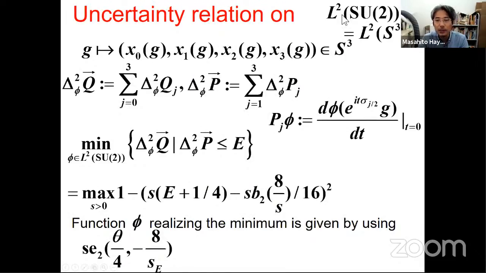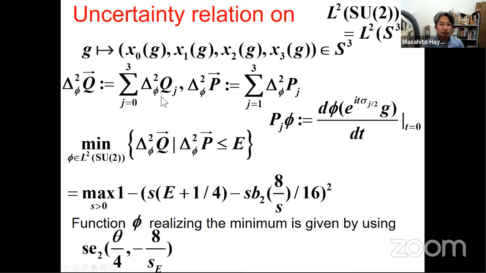Similarly, we can consider uncertainty relation on the S3, the three-dimensional surface. This one contains the four-dimensional linear space. But fortunately, this S3 is isometric to the SU2. So then we can employ the method on SU2. We consider this kind of one-to-one correspondence between the SU2 and the three-dimensional sphere.